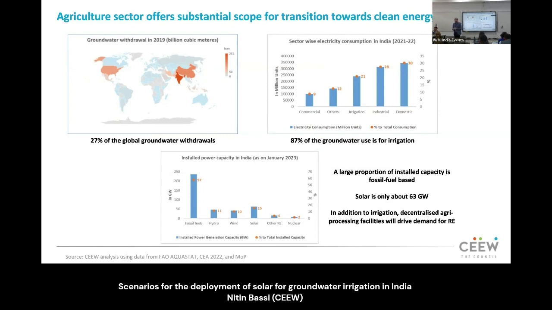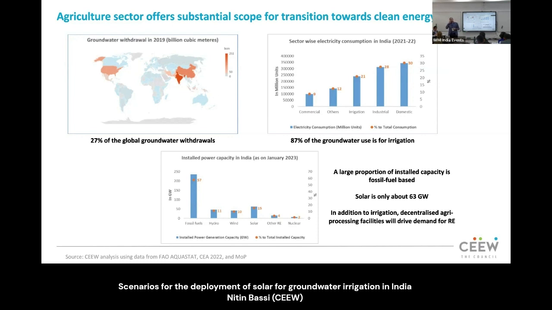I always thought that this number might be a little lower, but as per the latest estimate, it is about 21%. And most of it is for abstracting groundwater. So 87% of the groundwater abstracted is used for irrigation.